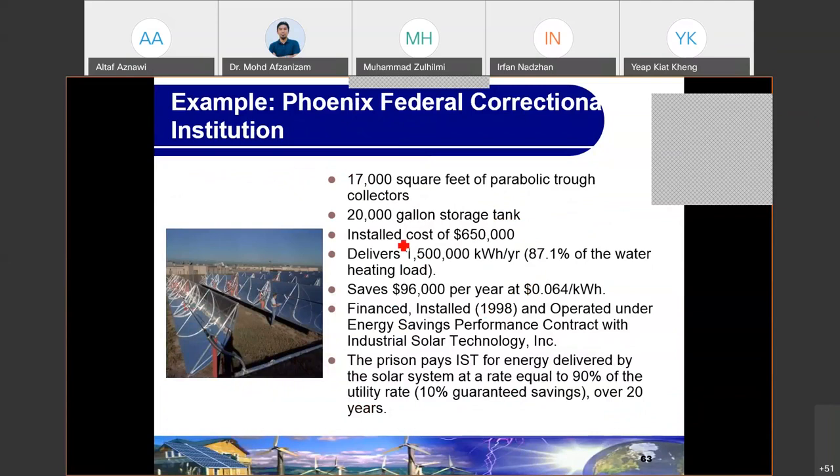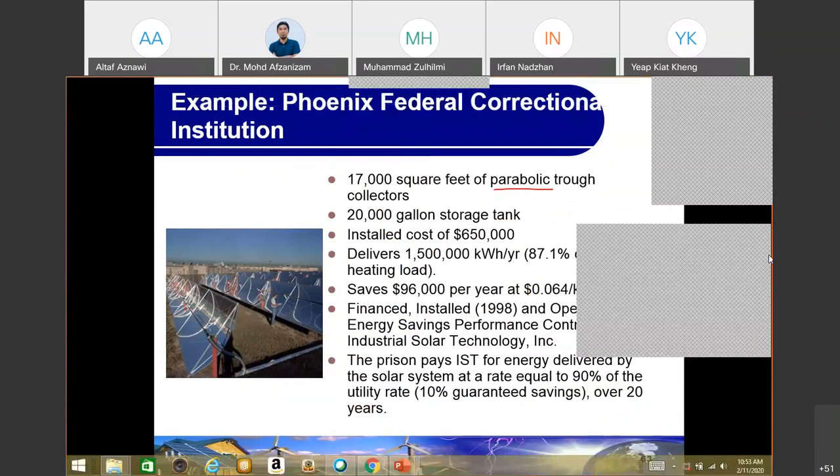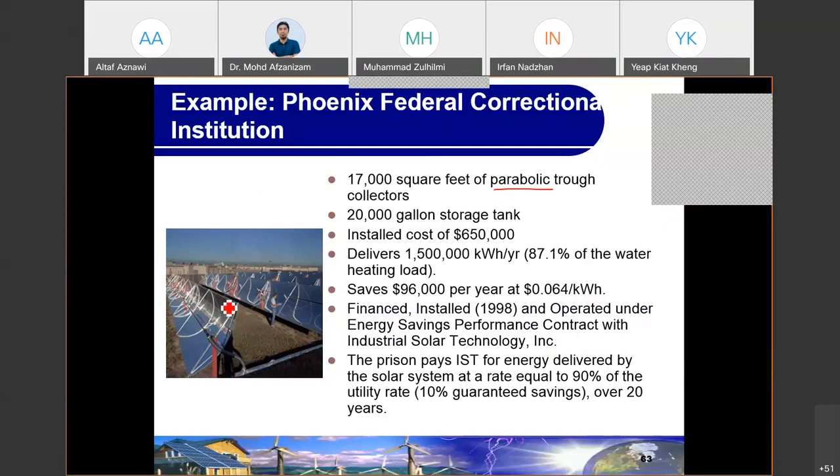So this one is another type of collector, where they have the parabolic trough collector. So can anyone have any idea what is the purpose of the parabolic, this curve, for the collector? This parabolic, this one.